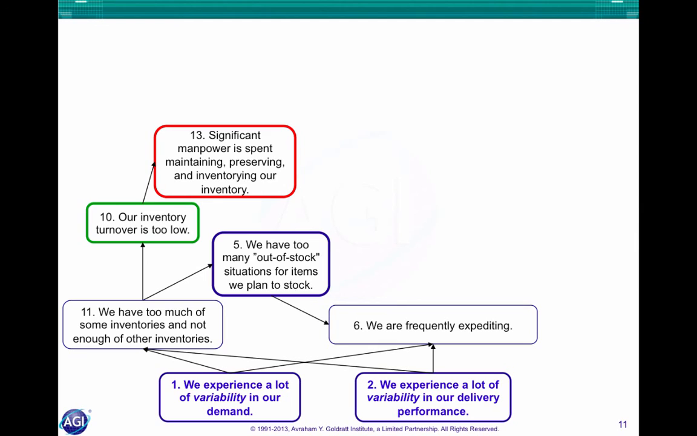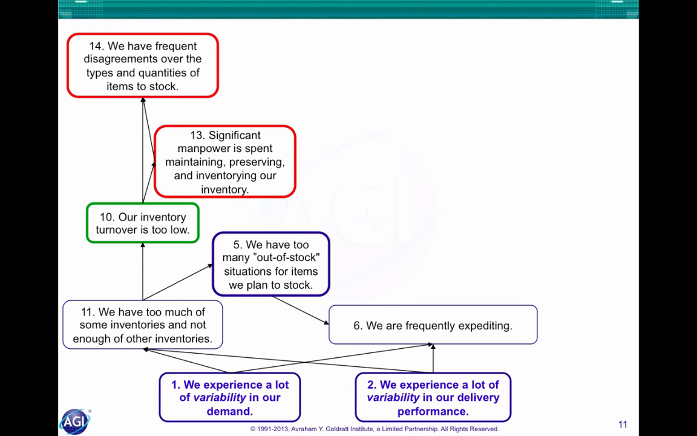Inventory turnover that is too low, number 10, results in number 13, a significant amount of manpower being spent maintaining, preserving, and inventorying the inventory. And each of these can lead to number 14, disagreements over the types and quantities of items to stock, and both number 13 and 14 consume resources.